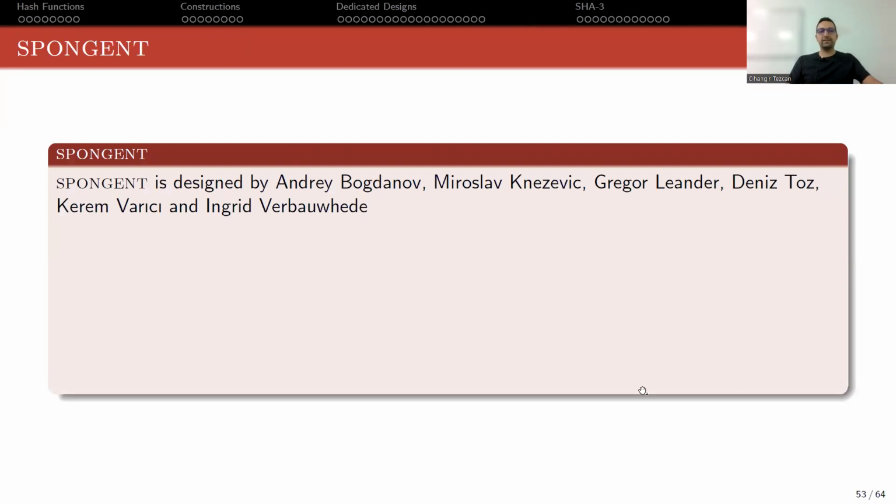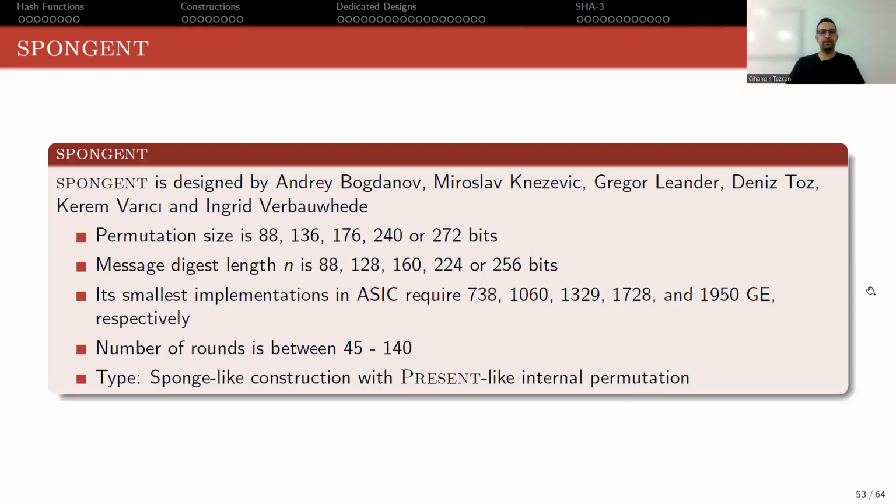A second standard is SPONGENT, designed by Andrey Bogdanov, Miroslav Knezevic, Gregor Leander, Deniz Toz, Kerem Varıcı, and Ingrid Verbauwhede. As you can see, we have Turkish designers here. Again, sponge-like construction, but this time, instead of AES-like internal permutation, we have PRESENT-like internal permutation. So it's kind of, should be faster, right? So permutation size is like this. Message digest length is this.